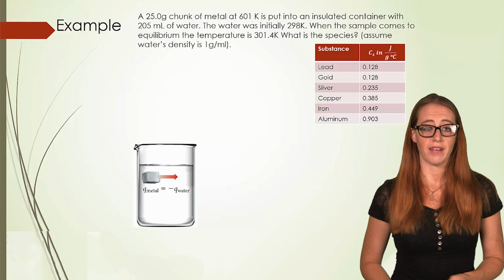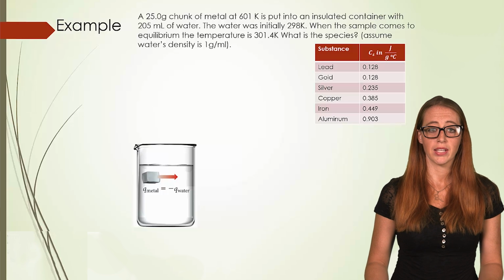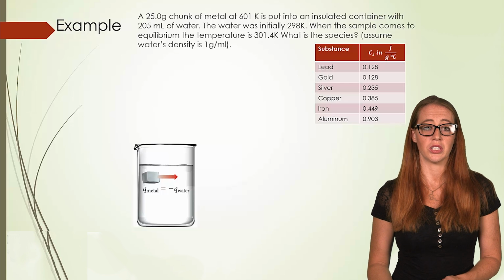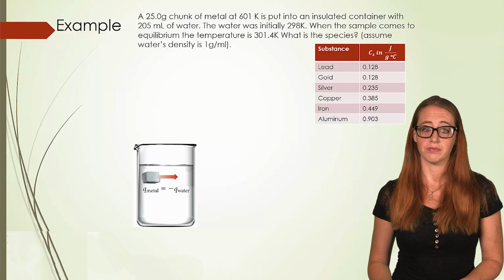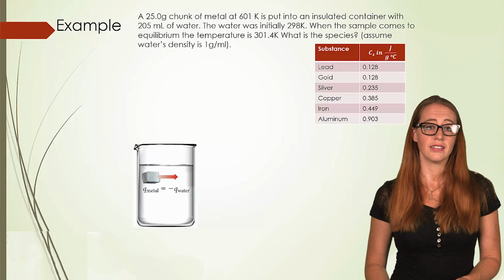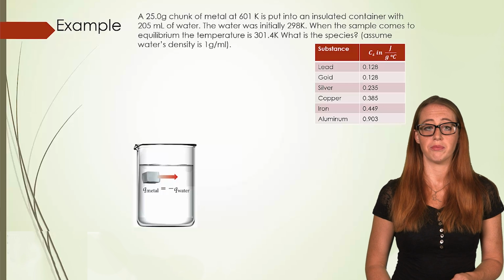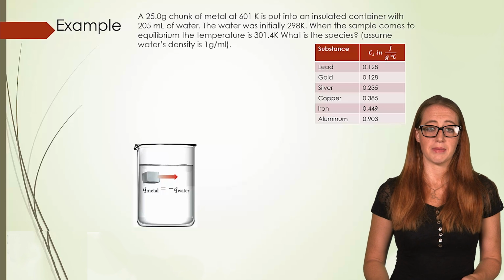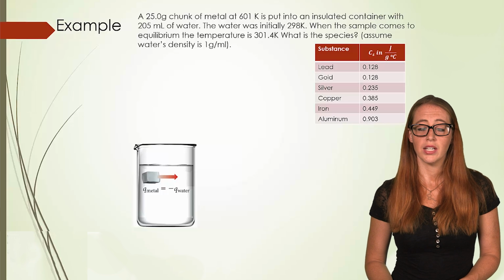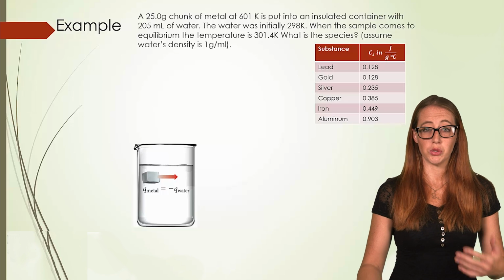So we have our 25-gram chunk of metal. This time our chunk of metal is very warm and is put into an insulated container with a certain amount of water. The water was initially at 298, and when the sample comes to equilibrium, our sample has cooled down to 301. What is the species? Now, I tell you to assume that water's density is 1 gram per mL. That's usually given as well.